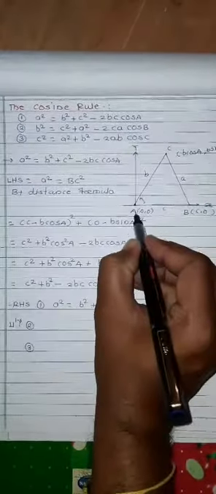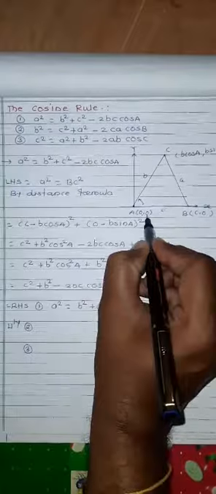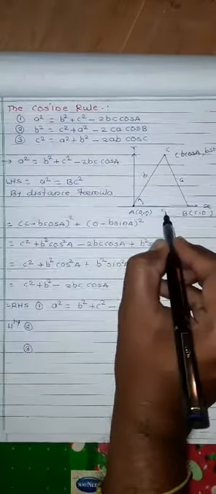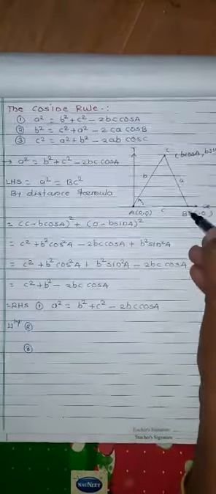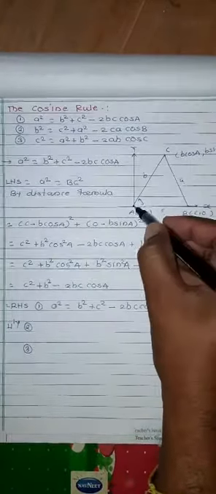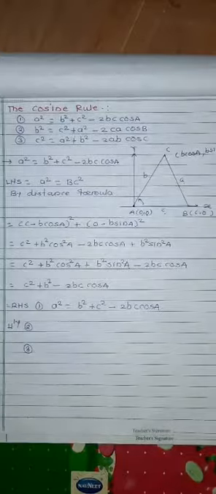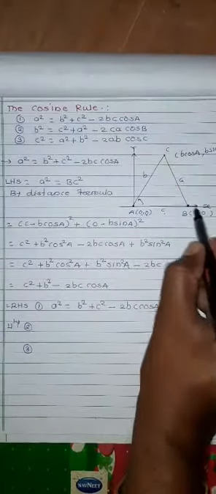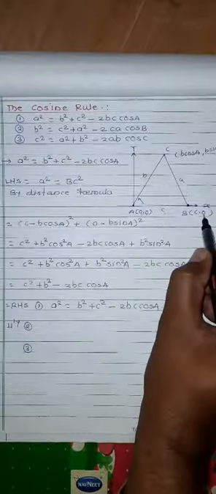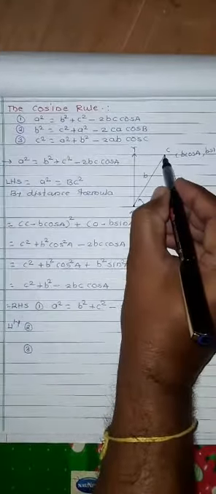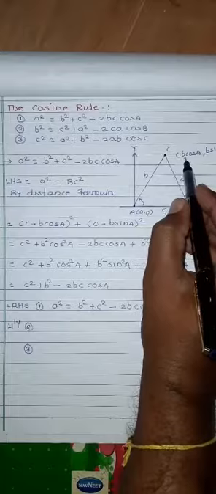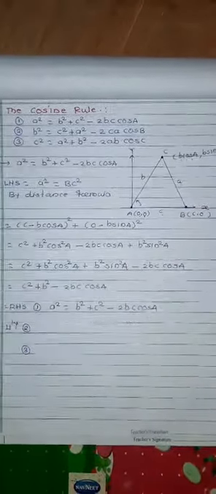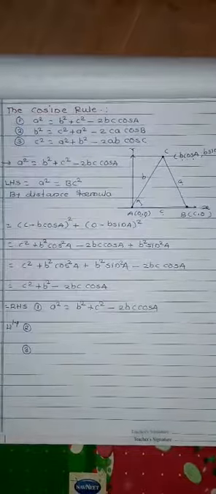The coordinates of the origin are 0, 0, and suppose AB is equal to small c, CB is equal to small a, and AC is equal to small b here. This means the coordinates of B are (c, 0) and the coordinates of the point C are (b cos A, b sin A) here.